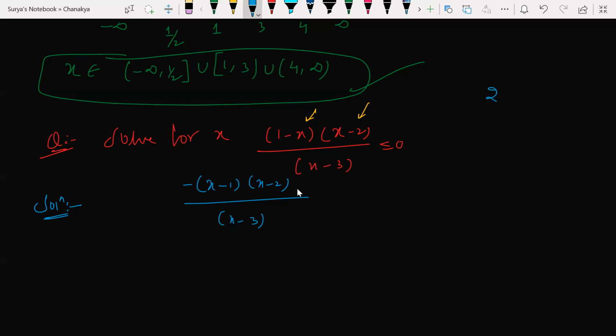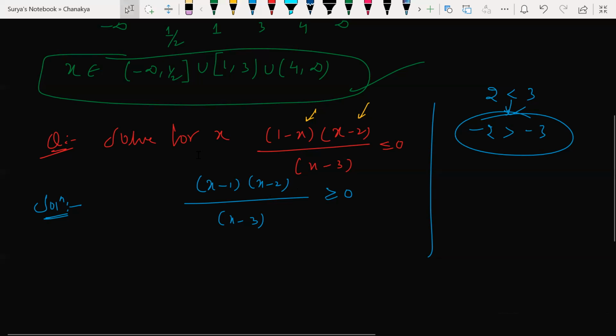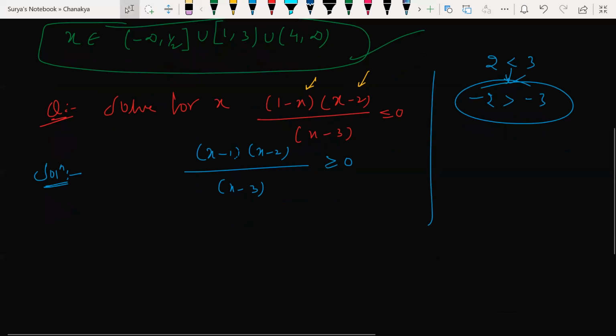Look at it here. You have 2 less than 3. You are multiplying by minus on both sides. What happens now? Minus 2 is greater than minus 3. Is the inequality changing or not? Yes, sir. The inequality changes here. Understood my point? So 1 minus x became x minus 1 and the inequality changed here. I took the minus away because the minus is already included. So the inequality changes.